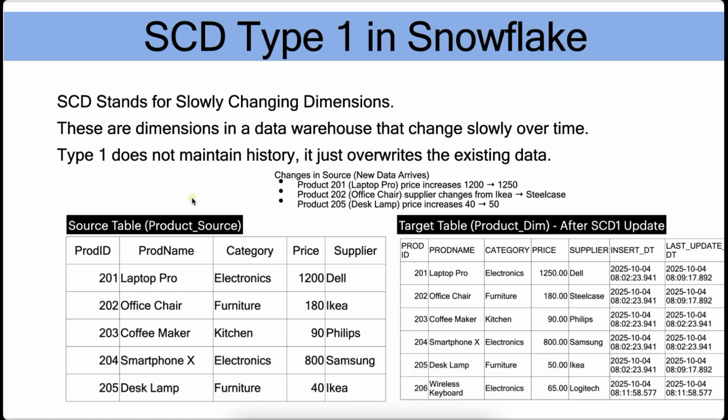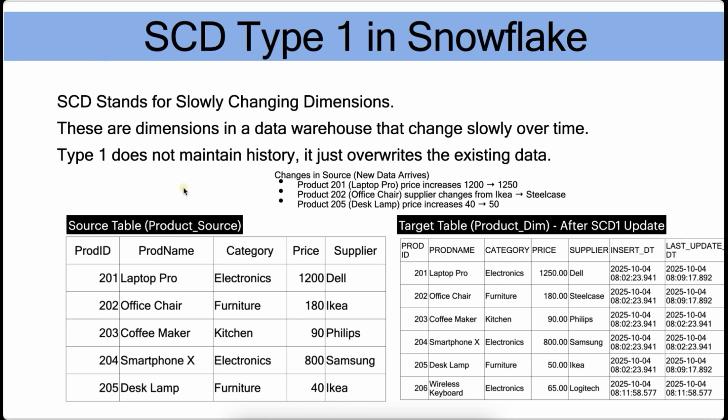Now let's get started. Firstly, let's quickly understand the basics of SCD. SCD stands for slowly changing dimension. These are the dimensions in a data warehouse that change slowly over time. There are different types of SCD, but in this video we will focus only on SCD Type 1, and we will learn SCD Type 2 in an upcoming video.